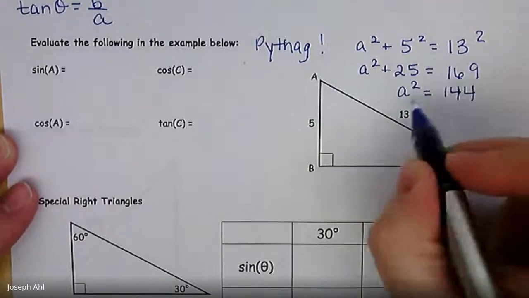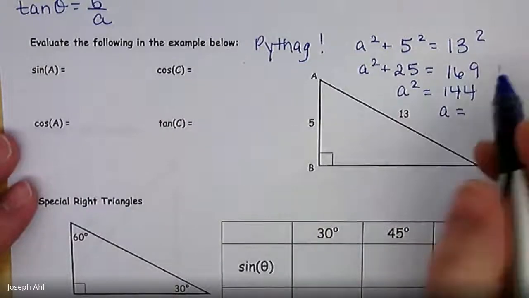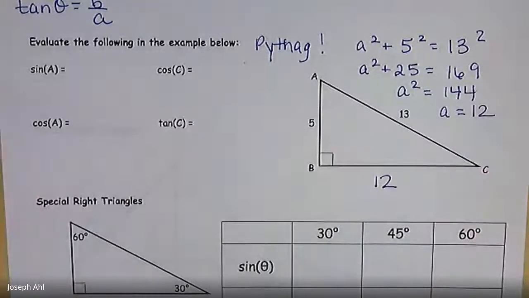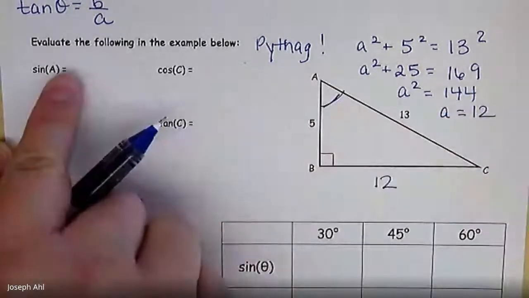Square root both sides. Now, I know that the square root would make this a plus or minus, but since we're talking about the length of a side of a triangle, let's make sure we leave it as a positive value. That length is 12, and maybe that's a pattern that stands out to you. It's called a Pythagorean triple. 5, 12, 13 is a special pattern within right triangles. Now that I have that filled in, I should be able to do the ratios for, let's start with sine of A and then cosine of A.